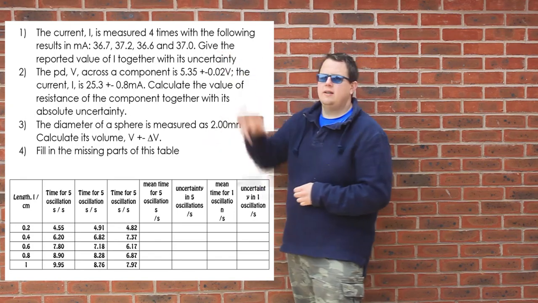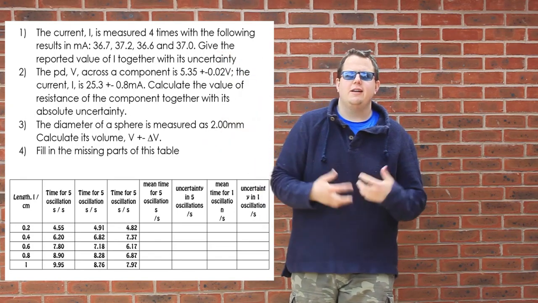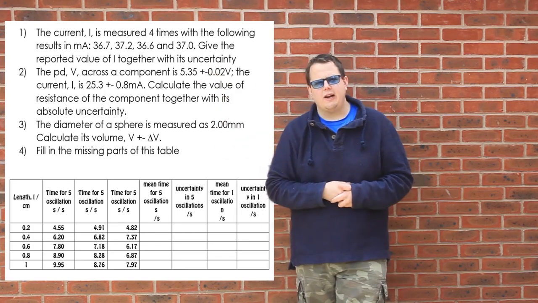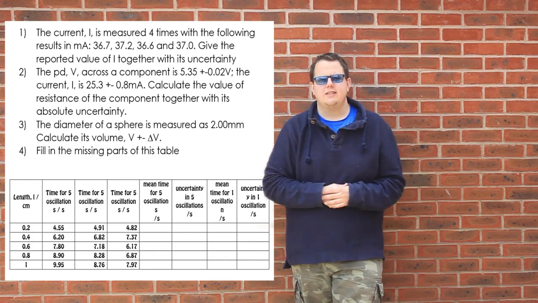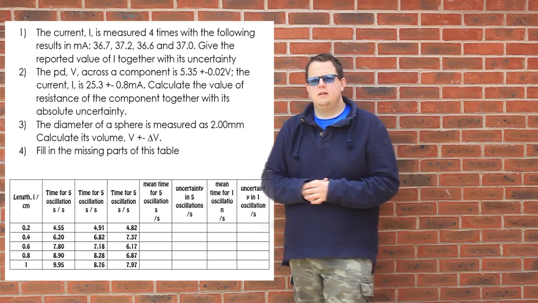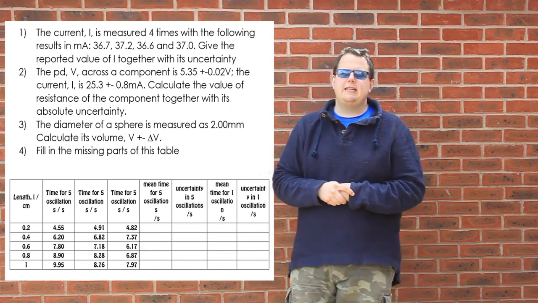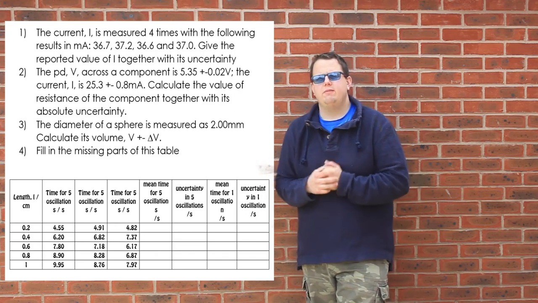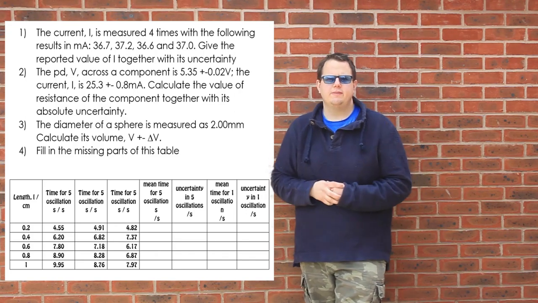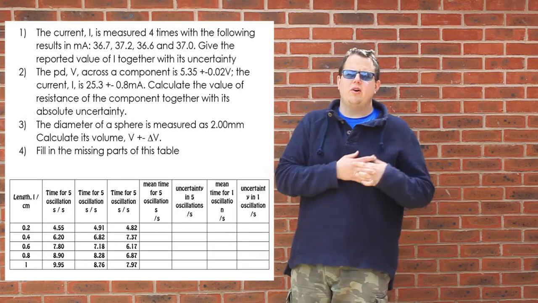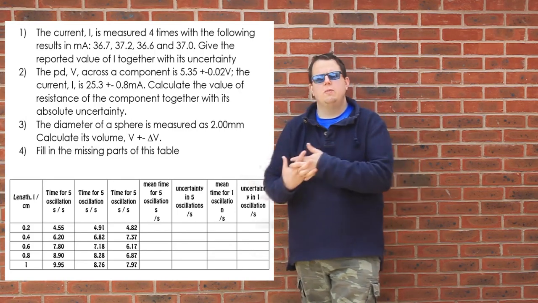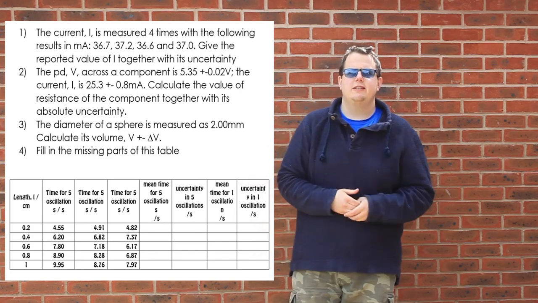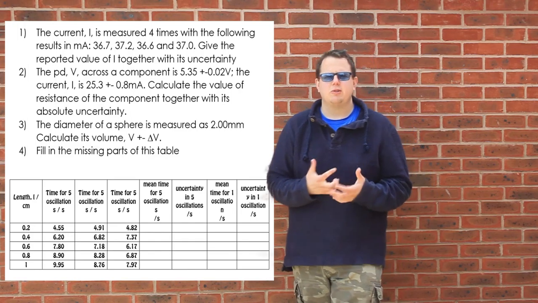Okay, so number one, the current I is measured 4 times with these results. Give the reported value of current together with its uncertainty. Question 2. The potential difference, V, across the component is 5.35 plus or minus 0.2 volts. The current is 25.3 plus or minus 0.8 milliamps. Calculate the value of resistance of the component together with its absolute uncertainty.